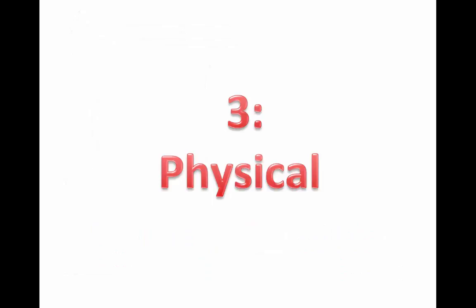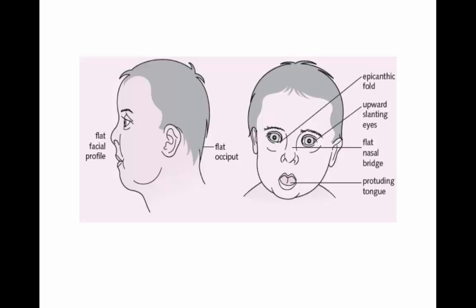The third idea is the physical characteristics of Down syndrome. And one physical characteristic of Down syndrome is the facial features. So typically students or individuals with Down syndrome have an upward slant to their eyes, and they are almond shaped. They have a flattened facial profile, and they have an enlarged tongue that protrudes from their mouth.